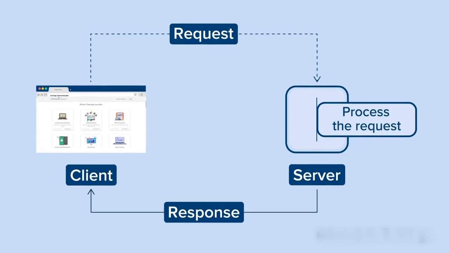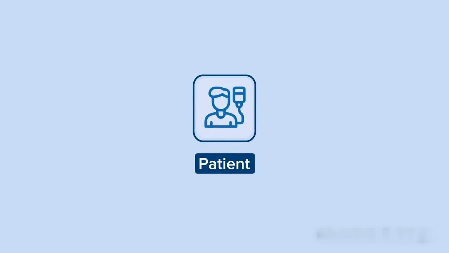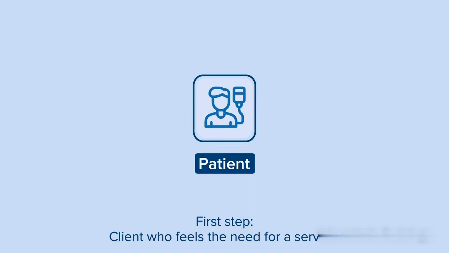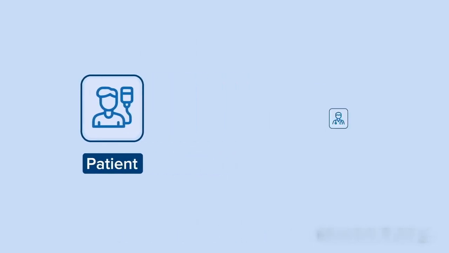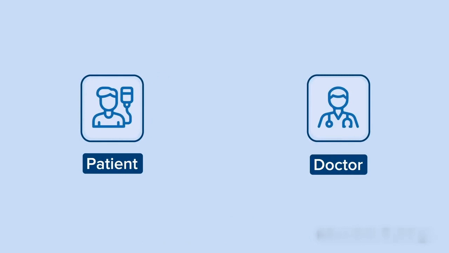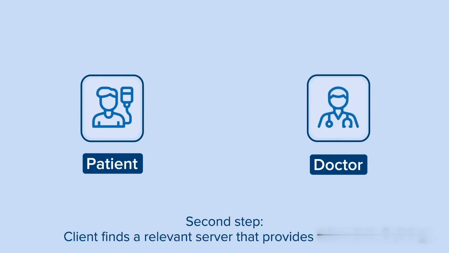If the above steps sound too complicated, let me simplify this with the help of a doctor-patient example, which we discussed earlier in this video. Suppose you are a client who is not feeling well and you need to consult a doctor. This would be our first step where the client feels the need of a service. Next, you will find a nearby doctor who you think can help you with your illness. If you remember, this step is exactly the same as the second step which we discussed earlier, that is, the client then finds a relevant server who can provide the service it needs.